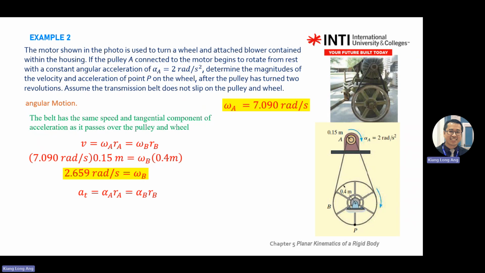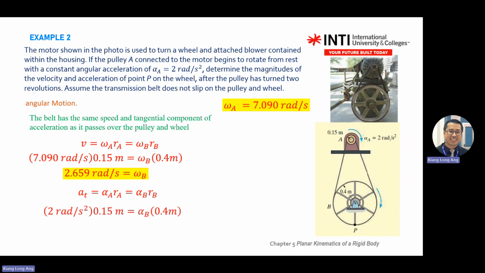This will be the careless mistake I usually see in the final exam. You confuse tangent and normal, you use the wrong equation, then the rest is wrong. So in the tangent direction, acceleration will equal alpha r. Alpha r, A and B the same.